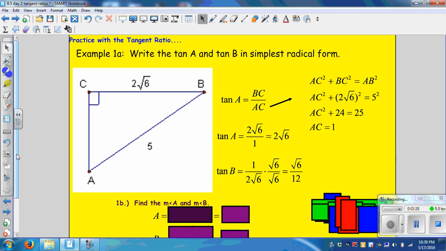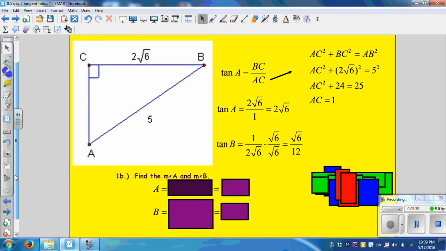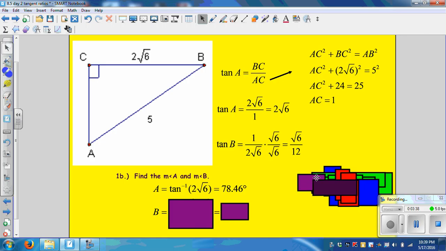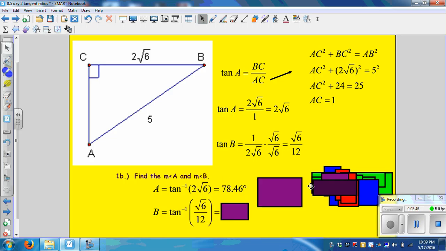Find the measures of angle A and angle B. You're going to be using tan inverse. So angle A is the tan inverse of 2 radical 6 that you have up here, which is going to be 78.46 degrees. So using subtraction, angle B has to be 90 minus this amount, or you can do tan inverse of the reciprocal, which you simplified up here, which is 11.54 degrees.